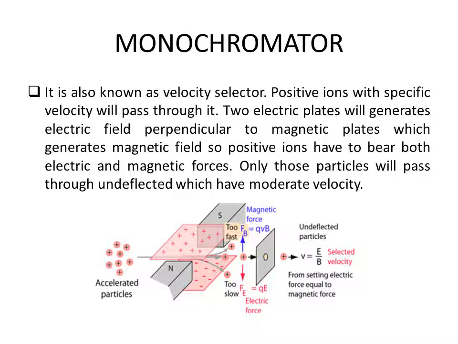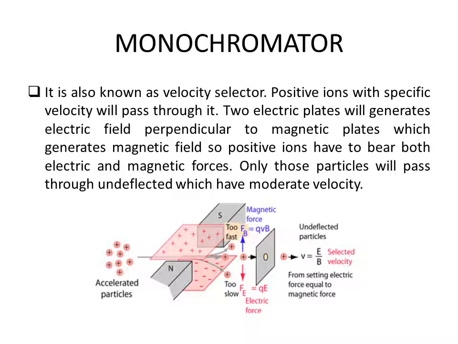Two electric plates and two magnetic plates are provided here. The two electric plates are held perpendicular to the two magnetic plates. So we can say that the electric field in the monochromator is perpendicular to the magnetic field. As these two forces are applied perpendicularly on the positive ions which are forwarded by the accelerator, only those particles which have moderate velocity will pass through undeflected.